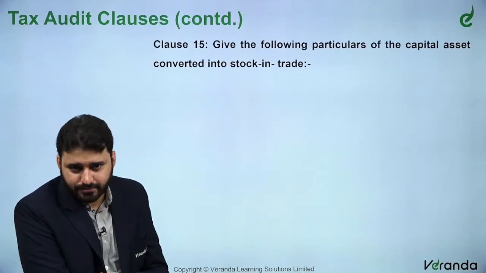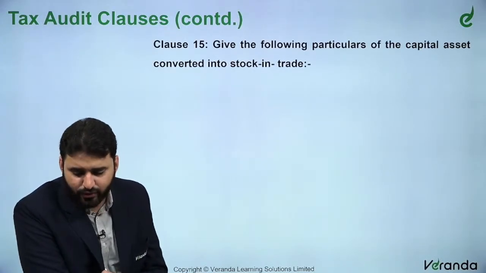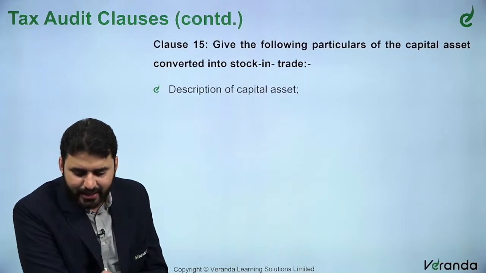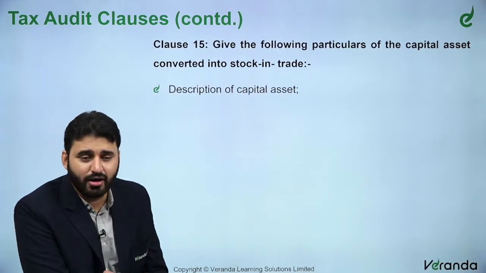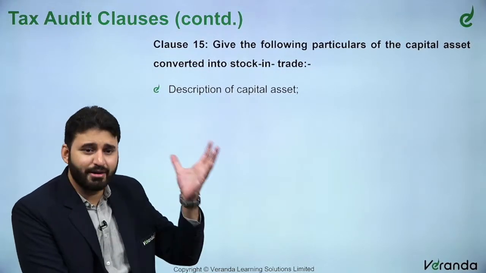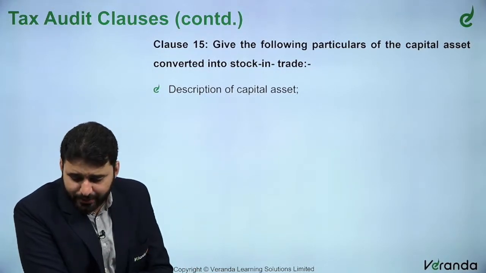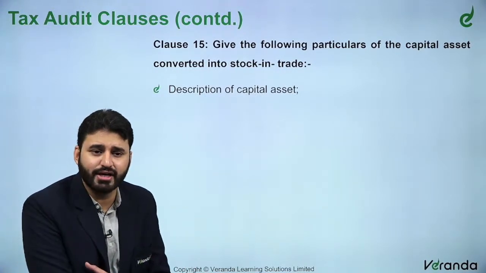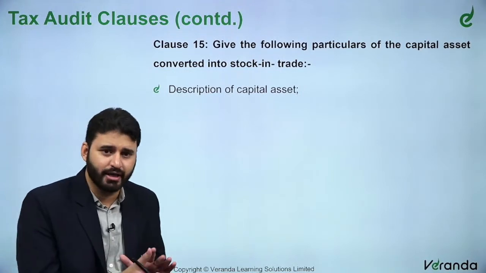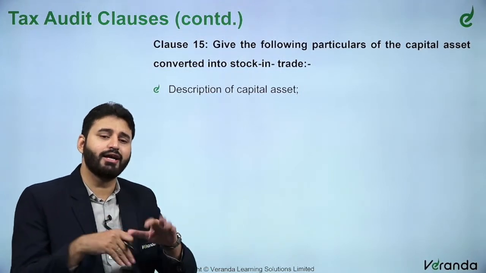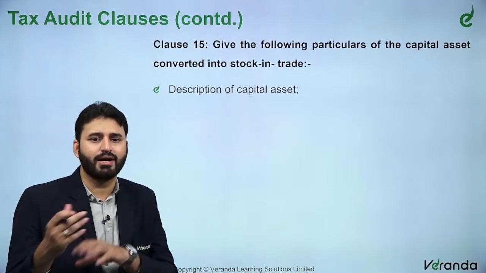Clause 15. Give the following particulars of capital assets converted into stock in trade. Now, this is very important from a capital gain perspective. I'm sure you guys would have studied your capital gain. So, a capital asset converted into stock. Sir, I had a land or building, I was owning it, sir. Now I am getting into a real estate company and now it becomes my inventory.